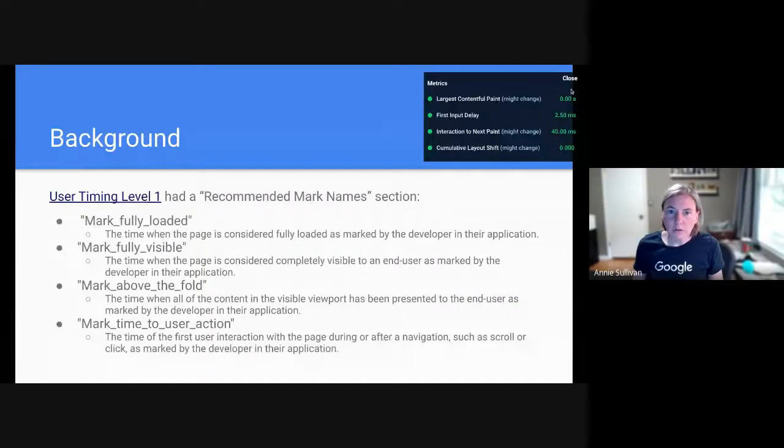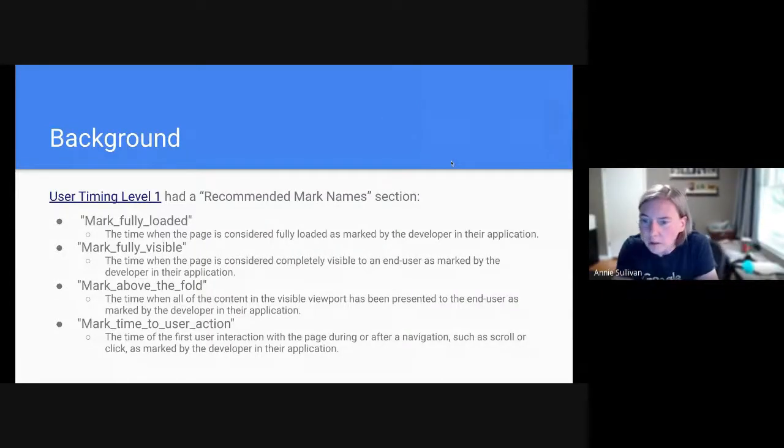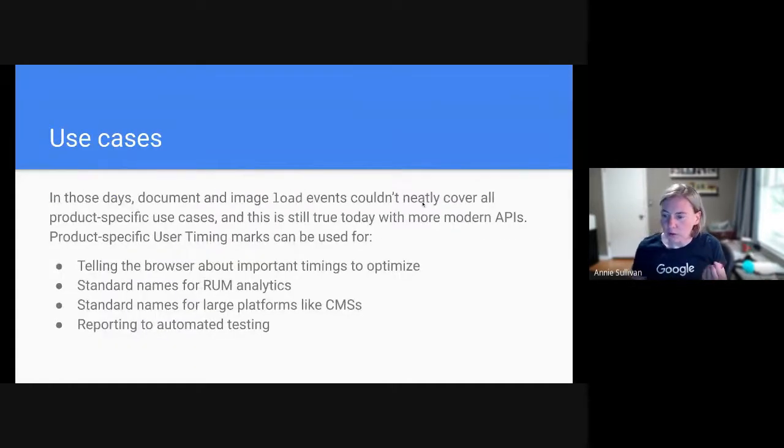For background, in User Timing Level 1, they had a recommended mark name section. I pasted it here, but basically sites could mark when they were fully loaded, fully visible, above the fold, and the time to user interaction. And back in those days, events like page load, which were used for generic measurement of these things, didn't fit all the cases.